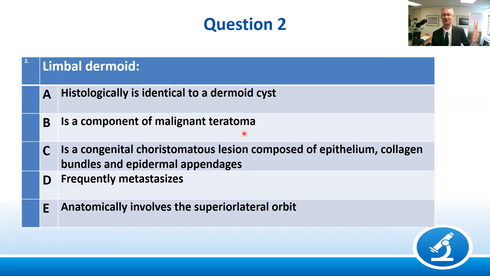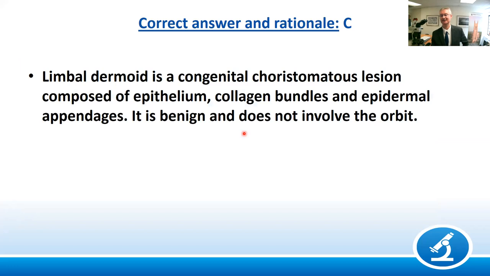Next question, the limbal dermoid is histologically identical to a dermoid cyst, is a component of malignant teratoma, is a congenital choristomatous lesion, frequently metastasizes, or anatomically involves the superior lateral orbit? And of course, you know, the answer is C. It's a congenital choristomatous lesion of epithelium, collagen, and epidermal appendages. It is benign and it does not involve the orbit.